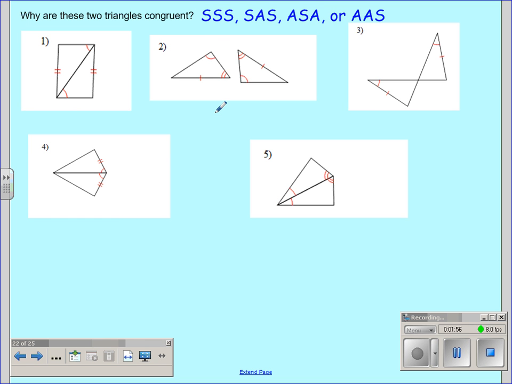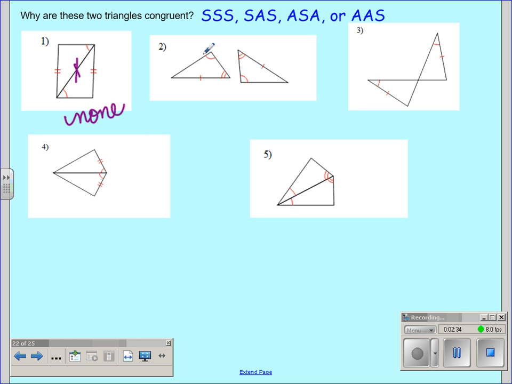Okay, so for number one, make sure you have your notes out so they can correspond to that. You do have a reflexive side. Remember, we can assume reflexive and vertical angles. So for number one, we do have two pairs of sides and one angle. If it's anything, it's going to be SAS. However, the angle needs to be between the two sides, and it's not. It's off somewhere else. So this spells angle, side, side. Therefore, when it spells something naughty, it's a none.